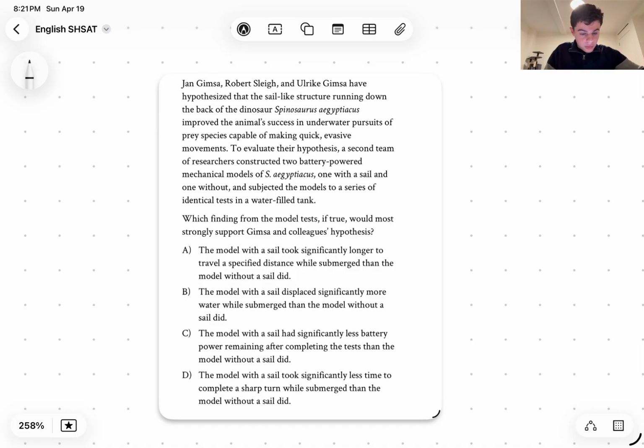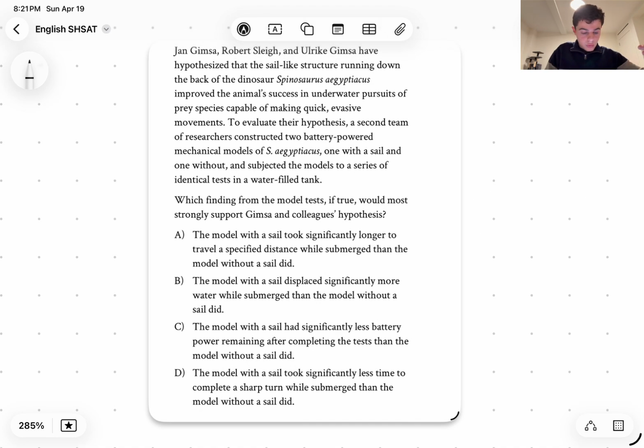John Jamesa, Robert Slay, and Ulrich Giemsa have hypothesized that the sail-like structure running down the back of the dinosaur, I'm not even going to try to say that, improved the animal's success in underwater pursuits of prey species capable of making quick, evasive movements. To evaluate their hypothesis, a second team of researchers constructed two battery-powered mechanical models of S. aegypticus, one with a sail and one without, and subjected the models to a series of identical tests in a water-filled tank. Which finding from the model tests, if true, would most strongly support Jimsa's and colleagues' hypothesis?